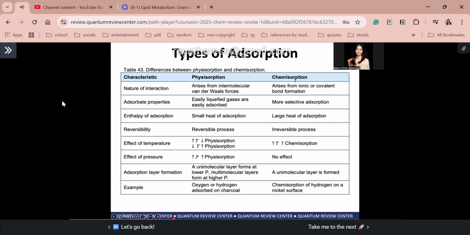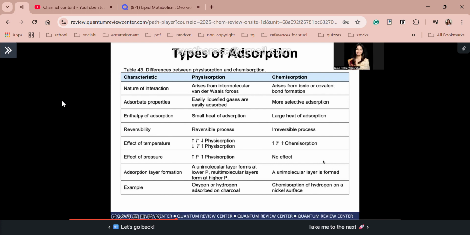Okay? And tandaan lang na for physisorption, okay, temperature and the adsorption is inversely proportional, while for chemisorption, as temperature increases, the adsorption also increases. Okay, so magkaiba sila ng trend, guys. And then for effect of pressure, so as pressure increases, physisorption increases. While for chemisorption, pressure has no effect.